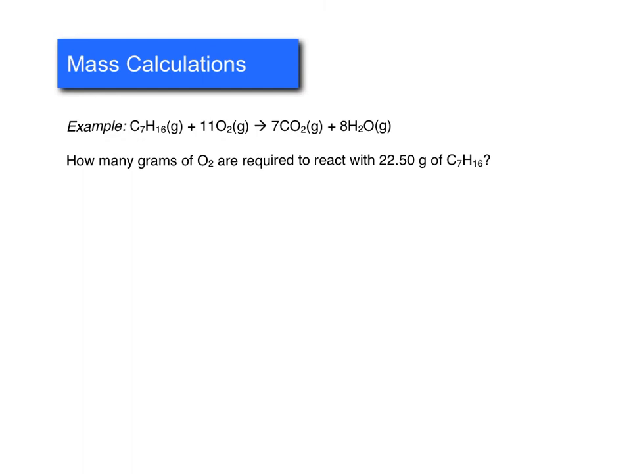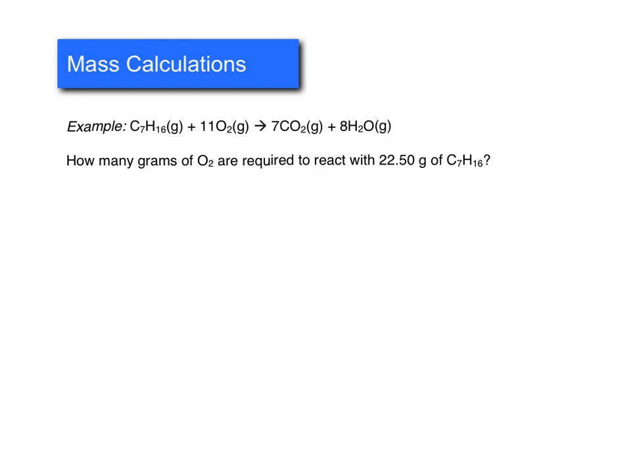Now we'll just do one more example to practice. We'll do more of these in class than online in Mastering Chemistry. So in this example, we have a combustion reaction. We have heptane reacting with oxygen gas to make carbon dioxide and water. And the question is, how many grams of O2 are required to react with 22.5 grams of heptane?